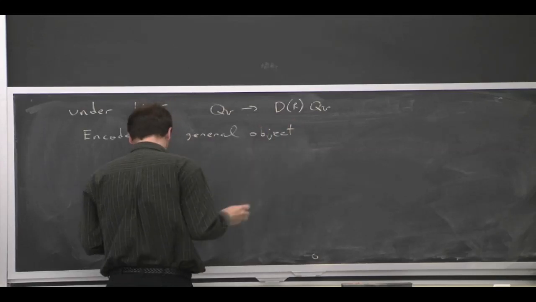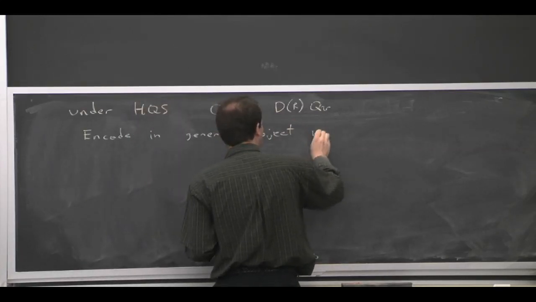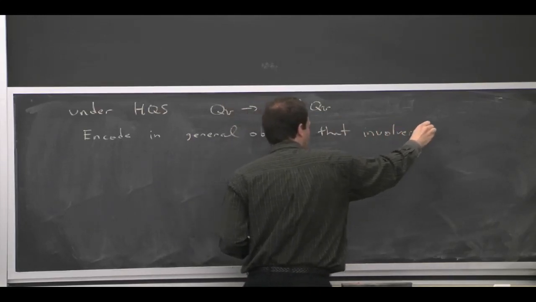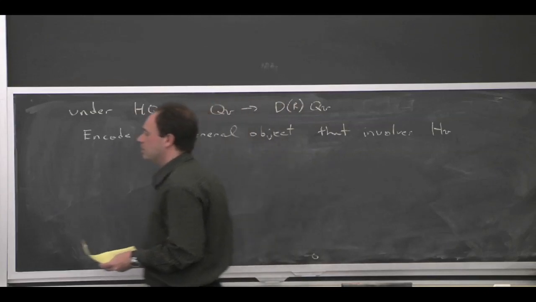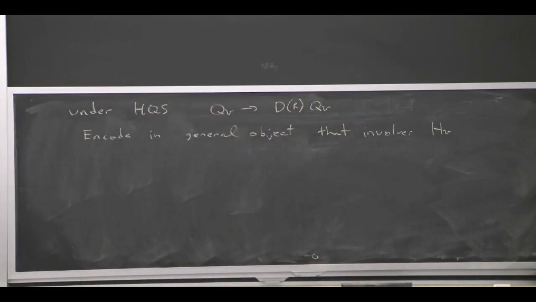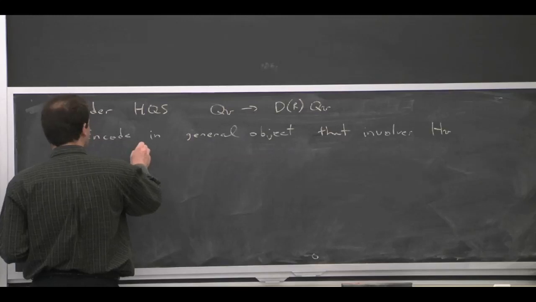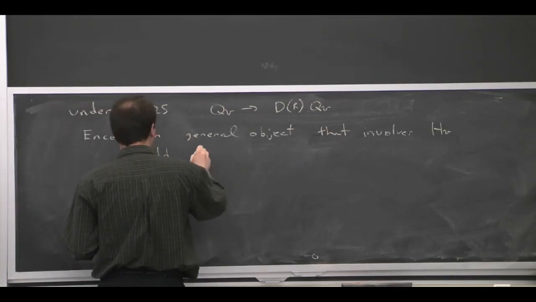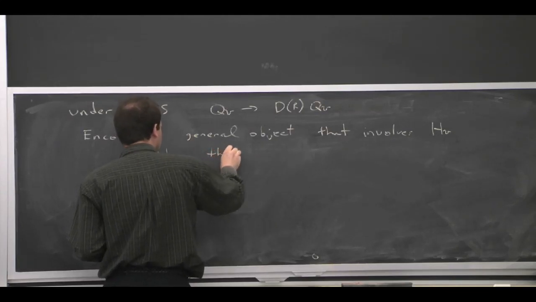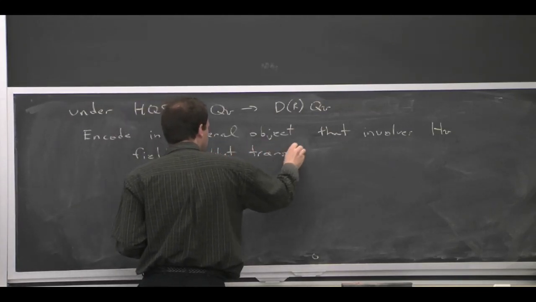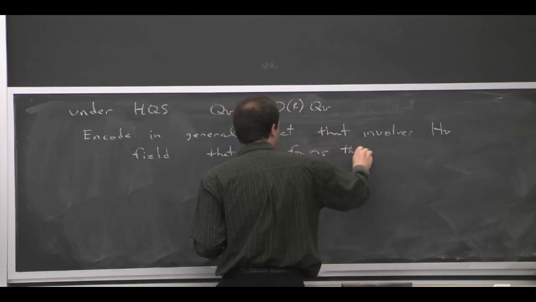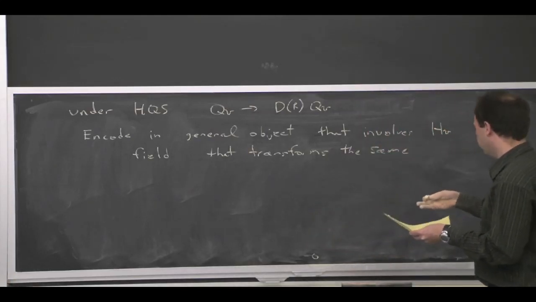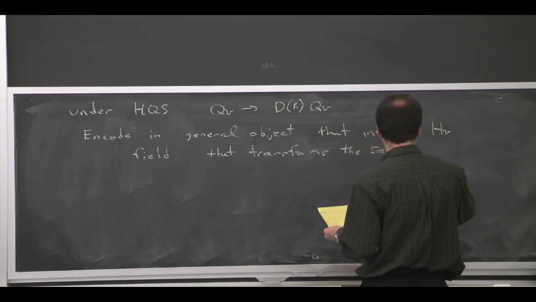much as we did in chiral perturbation theory, I'd like to encode in a general object that involves the H_v field something that has the same transformation properties as this current. Much in the same way we could think about connecting currents that transformed in a certain way to a chiral theory, we're doing the same thing with heavy quarks.